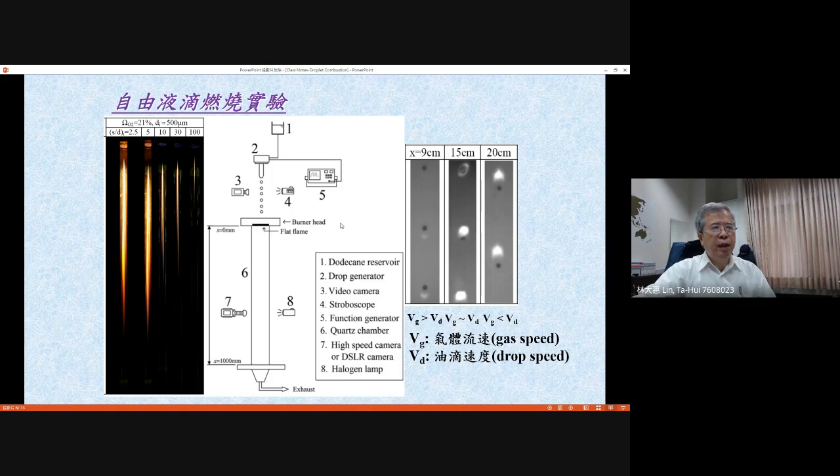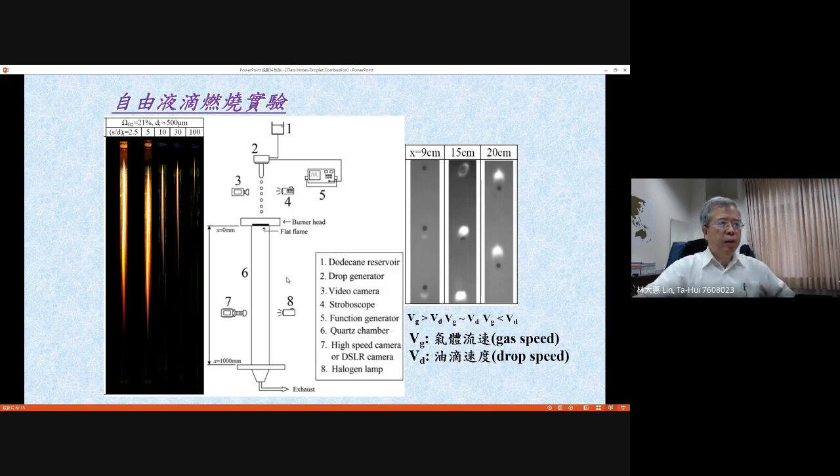We supply the premixture to generate the flat flame, and this flat flame is the ignition source for your droplet. Which means when a droplet passes through this flat flame, the droplet will be ignited and start to be enveloped by a diffusion flame.